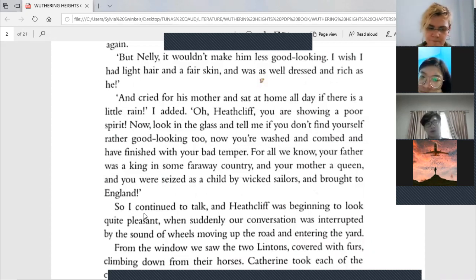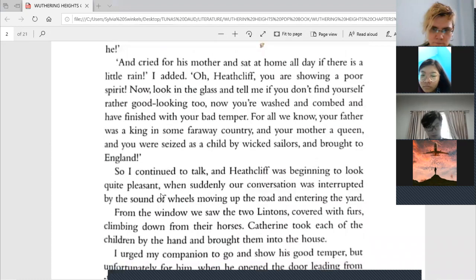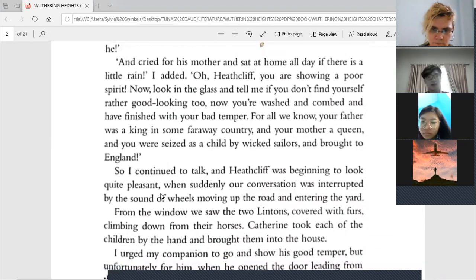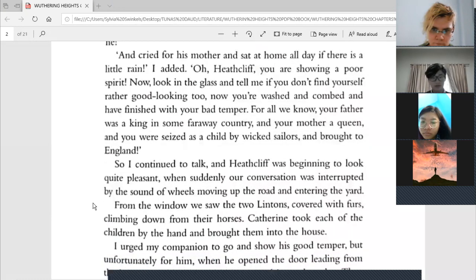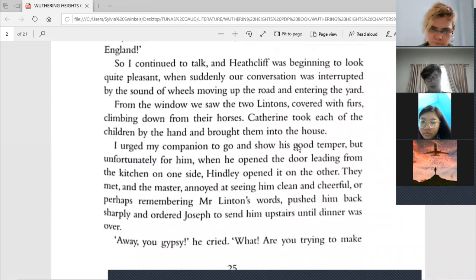So I continued to talk, and Heathcliff was beginning to look quite pleasant, when suddenly our conversation was interrupted by the sound of wheels moving up the road and entering the yard. From the window, we saw the two Lintons, covered with furs, climbing down from their horses. Catherine took each of the children by the hand and brought them into the house.